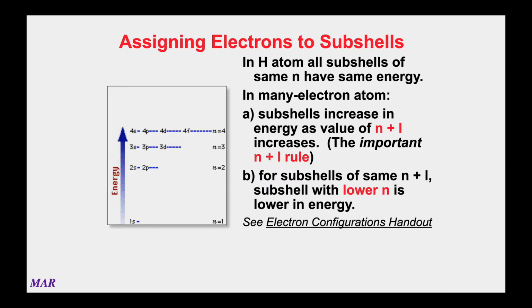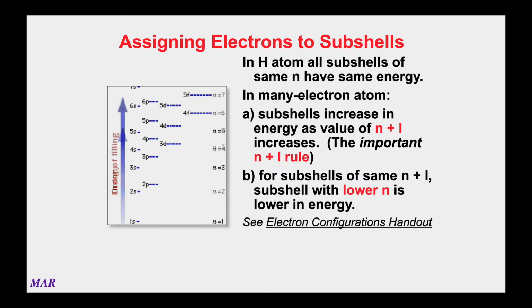In a single electron atom, hydrogen, subshell energies depend only on the subshell's principal quantum numbers. In a many-electron atom, the presence of electrons in one subshell affects the energy of other subshells. Consequently, the subshells are not filled simply on the basis of the principal quantum number.